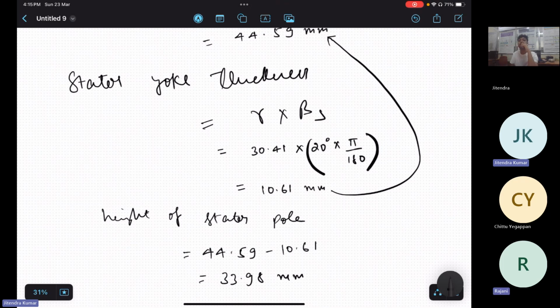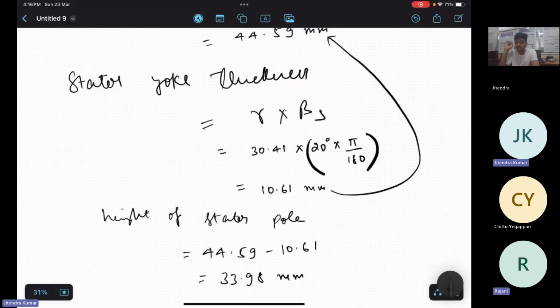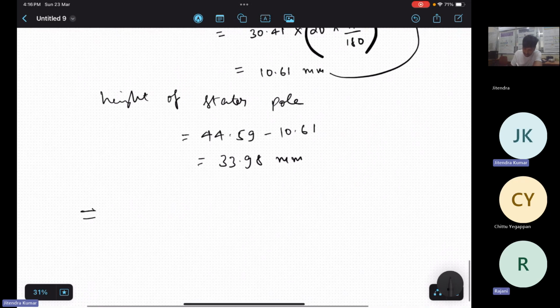Go ahead. How I did it is, we already got the stator yoke thickness as 10.61, and we know the OD, that is 150. So 150 minus that diameter 60.82, minus 2 into 10.613, all divided by 2. Okay, just let me write whatever you are saying. Okay, same, 33.977. Okay, sir. Got it. Yes, sir. Okay, just give me a minute.